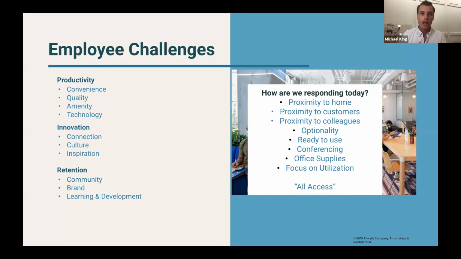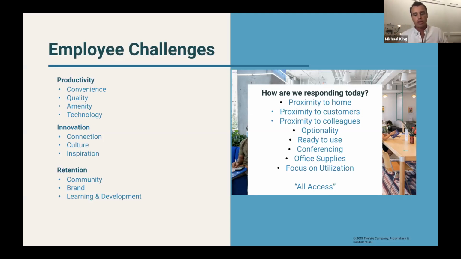So we're thinking about taking the office, or the idea of an office, a productive space to work, closer to where the employees live, or close to where their customers are, close to where their colleagues are. Provide optionality of places where to work. So it's not working from home or travel 40 minutes to the headquarters. They're ready to use: the conferencing, office supplies, printers, and so on are all there, as well as the ability to understand how those spaces are being used.